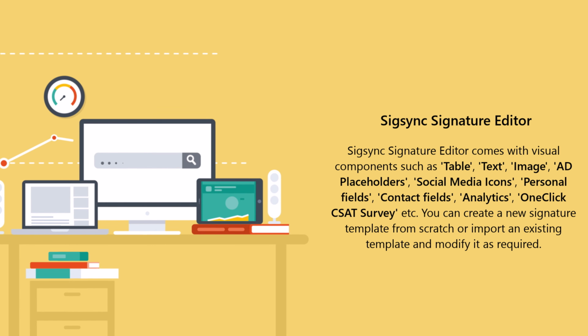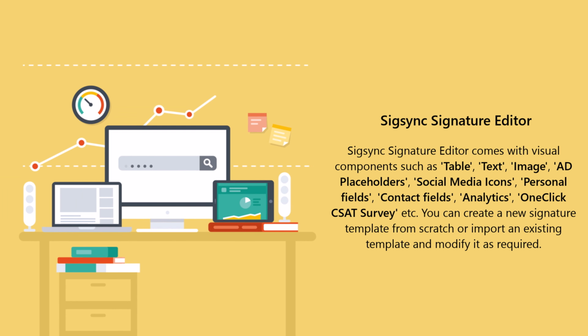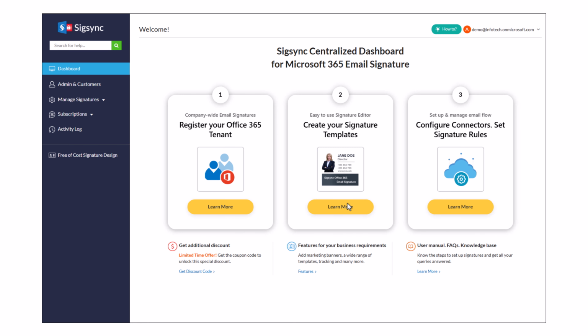Sigsync Signature Editor comes with visual components such as table, text, image, AD placeholders, social media icons, personal fields, contact fields, analytics, one-click customer satisfaction survey, etc. You can create a new signature template from scratch or import an existing template and modify it as required. Let's see a simple way to design a signature template.